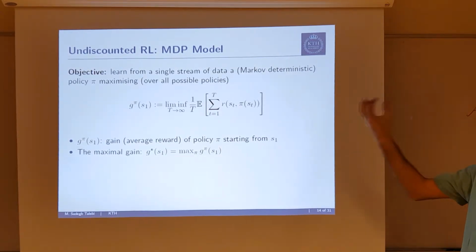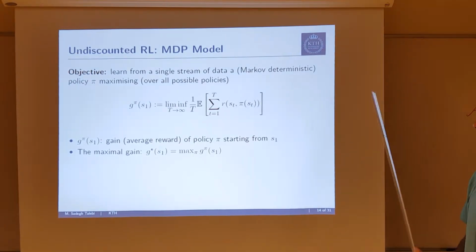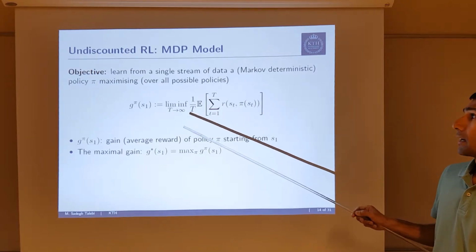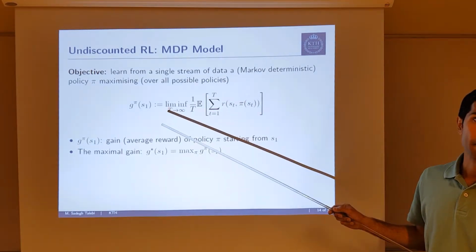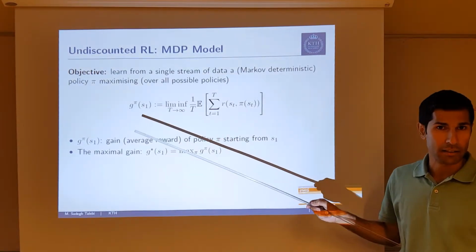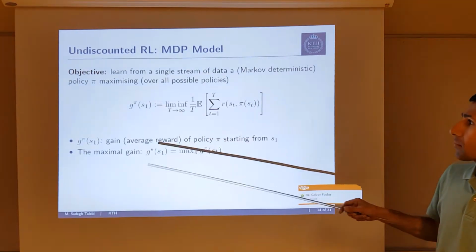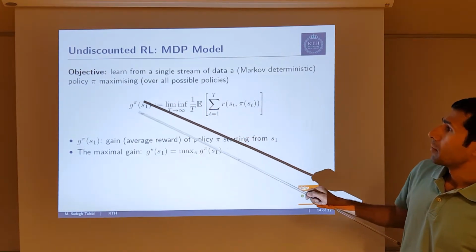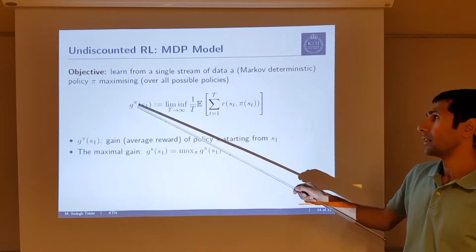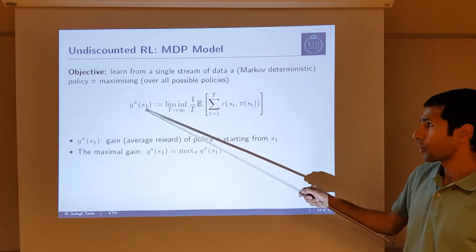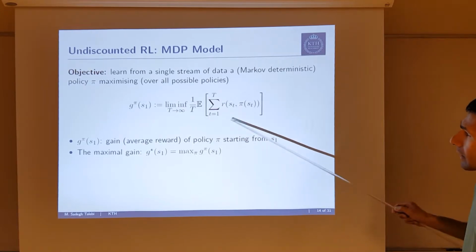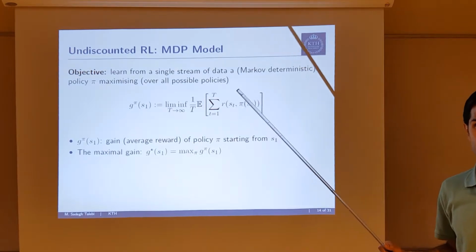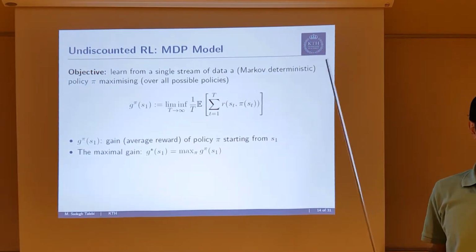So this is the objective of the decision maker, which is a generalization of what we have in the multi-arm bandit. The decision maker would like to learn a policy that has the maximal gain. What is the gain? If you have a policy pi, and if you start from a state S1, this would be the average reward of the decision maker when she starts from state S1 and follows policy pi all the time.